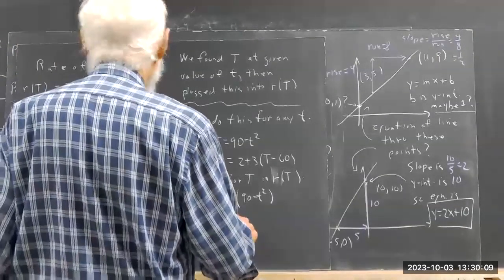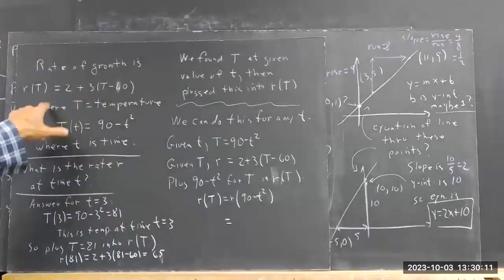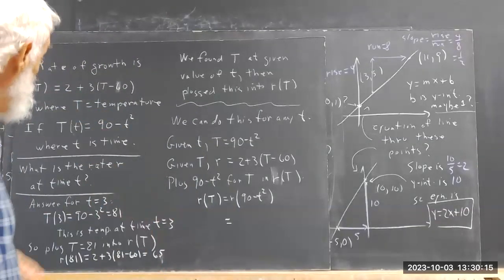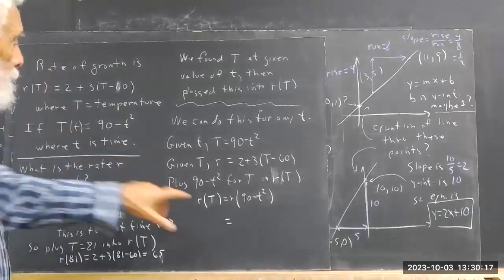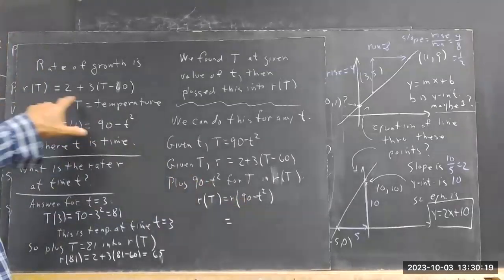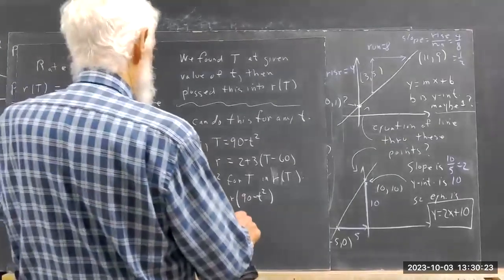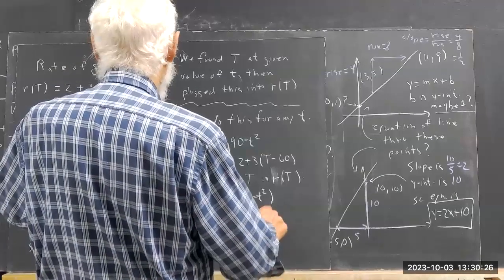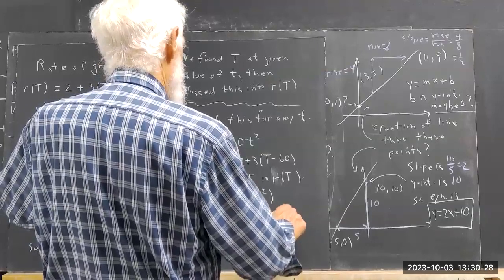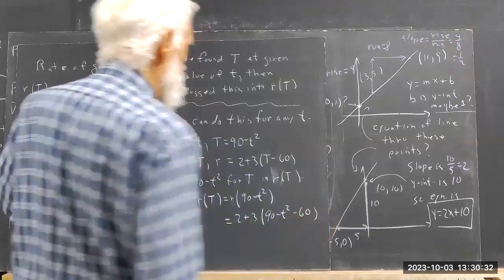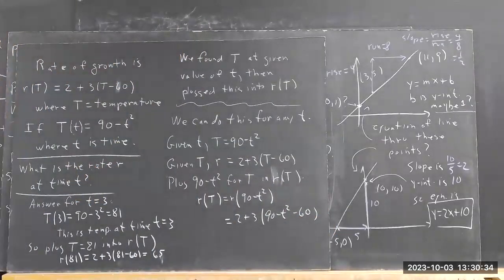So if we use the formula for R of big T, and this is something I hope you're familiar with because we've done quite a bit of it by now, 90 minus t squared replaces big T, so it replaces big T here too. And we get 2 plus 3 times 90 minus little t squared minus 60. Okay.